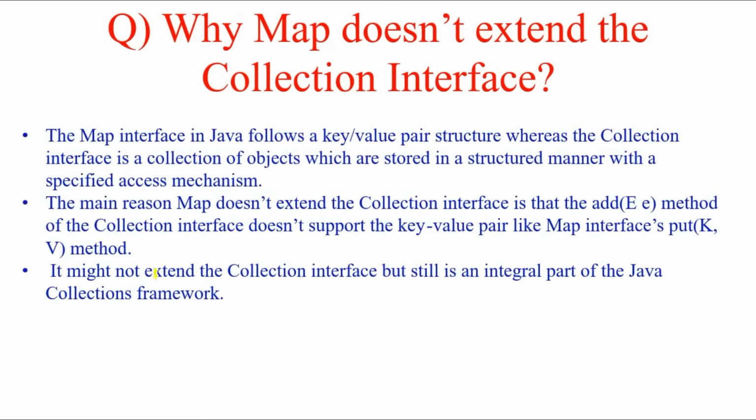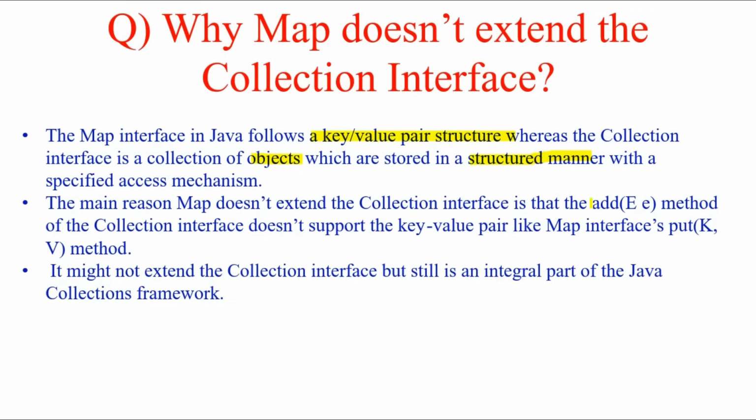You need to understand that the Map interface has a key-value pair structure, whereas all the Collection interfaces are collections of just objects, which are stored in a structured manner with a specific access mechanism. And the main reason why Map does not extend this is how do you add elements in a collection.